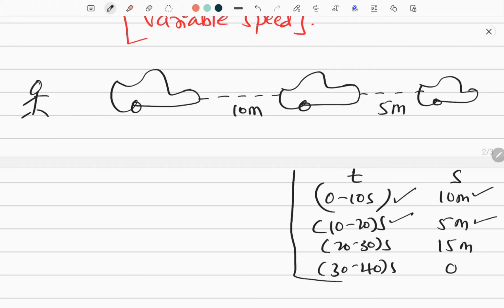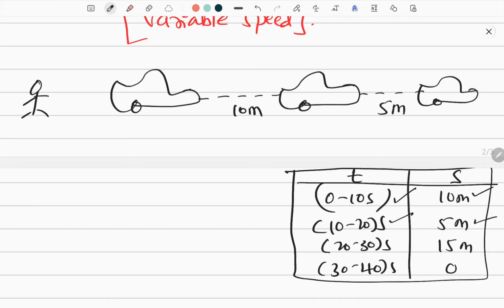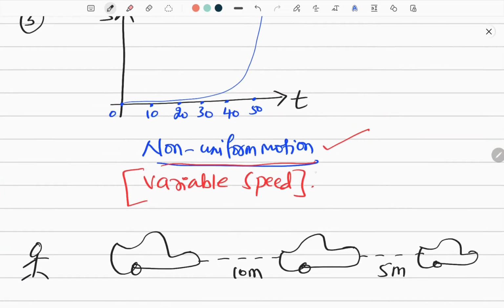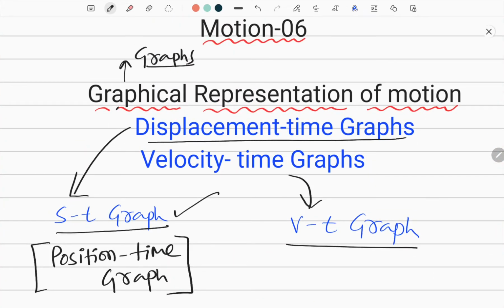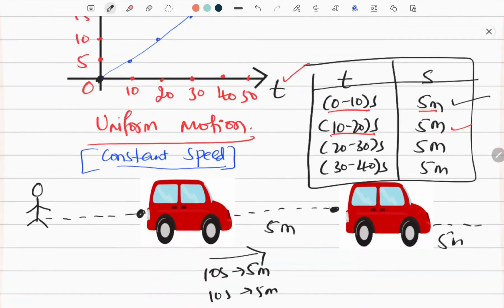Are you getting my point? Are you understanding? So in every time interval the distance is going to change. So what kind of motion is it? It is non-uniform motion. Non-uniform motion means variable speed also. So this is the explanation of the displacement time graph. I hope it is clear.